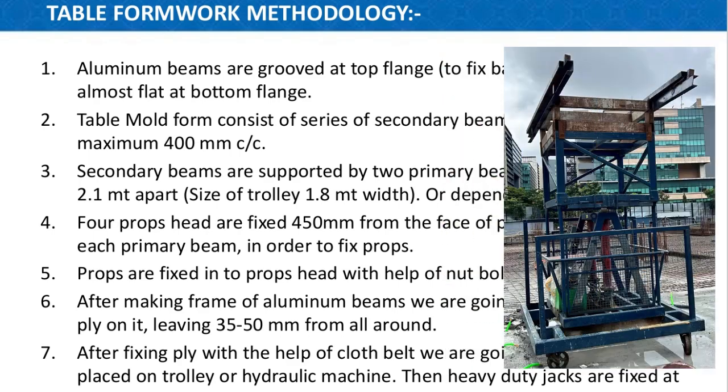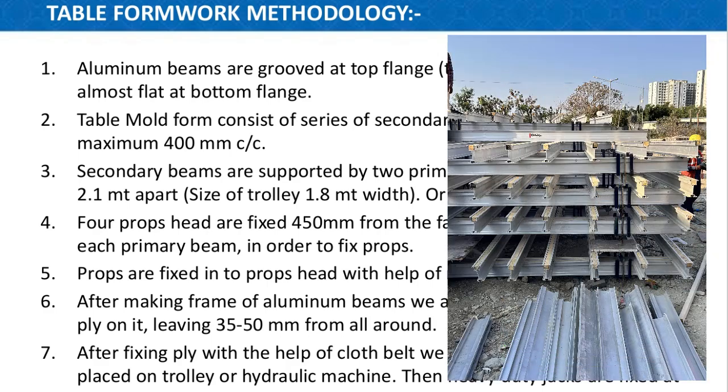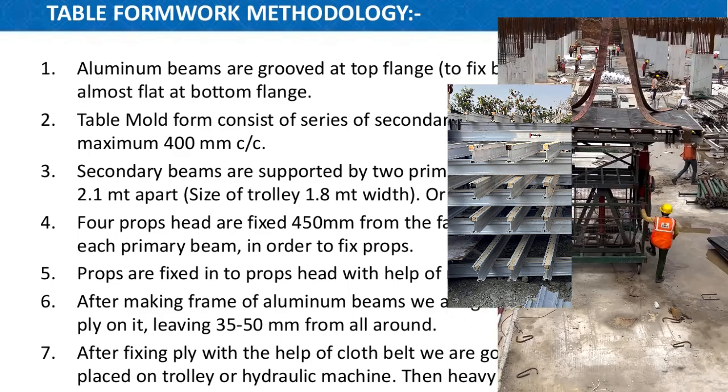Then the secondary beams are supported by two primary beams placed minimum 2.1 meters apart. Size of trolley is 1.8 meters of width, or depends upon the size of the mold. Now this trolley, what is the trolley? The trolley is the main lifeline of the table formwork, because without this trolley it is not possible to carry the table formwork or deshutter the table formwork. And the trolley width is 1.8 meters, you can see in the picture.